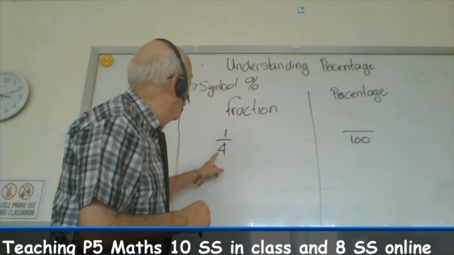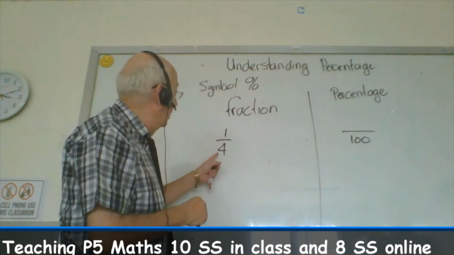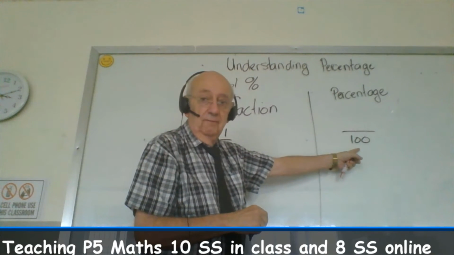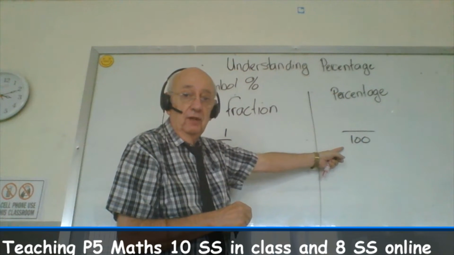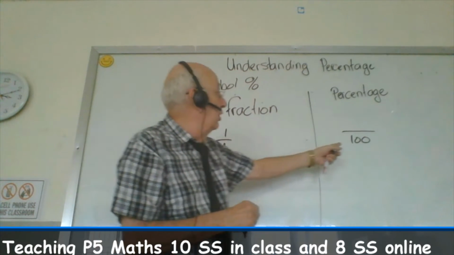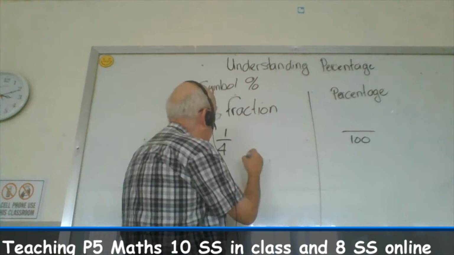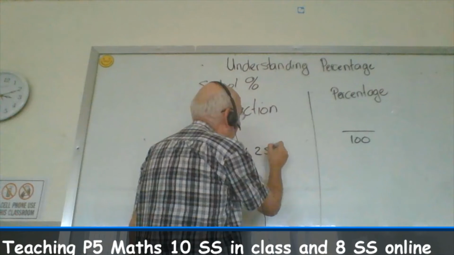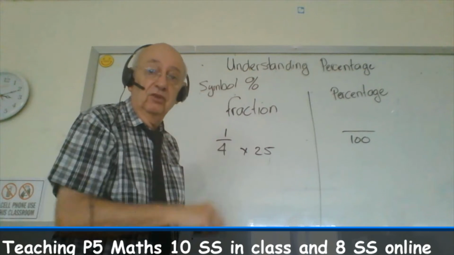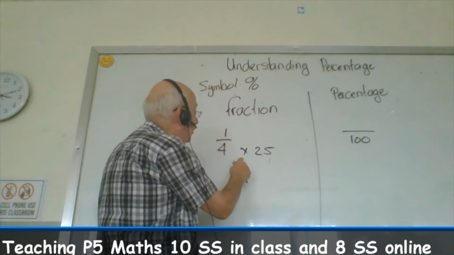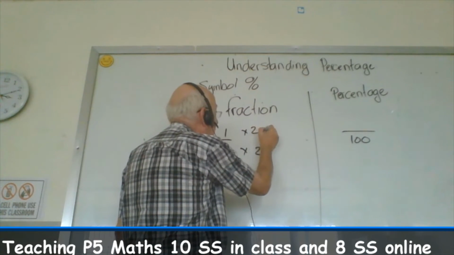Right. To convert this fraction into a percentage, we are going to divide 4 into 100. Because whatever, this must be worth 100. It must be worth 100. So how many times would 4 go into 100? It'll be multiply by 25 to get it to 100. Now you know from the fraction section that what we do to the bottom, we must also do to the top. So that is going to be times 25.